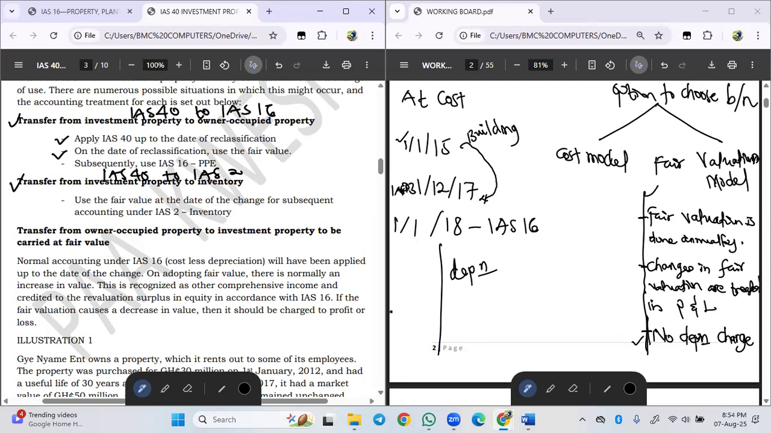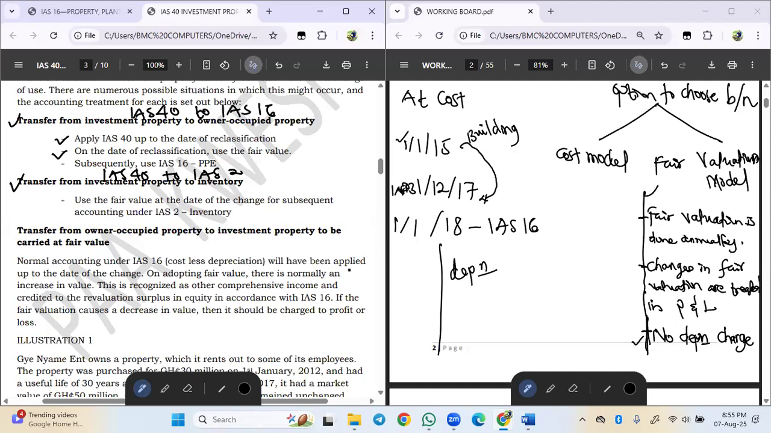This is recognized as other comprehensive income and credited to revaluation surplus in equity in accordance with IAS 16. Whenever there is a revaluation gain, we treat it in OCI. So even on that date, you compare and see whether there is a revaluation surplus or loss. Then you know how to treat it. Then subsequently, you treat with what?